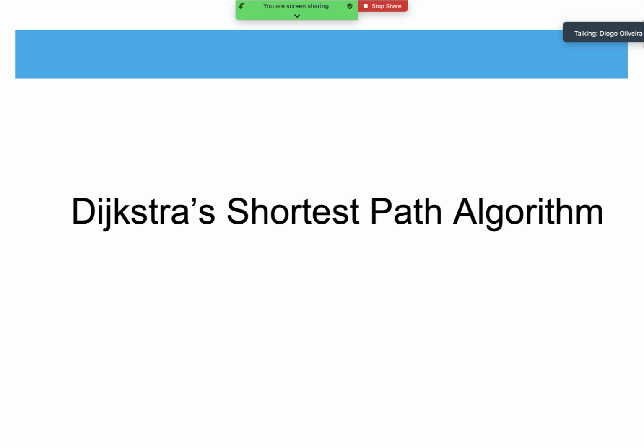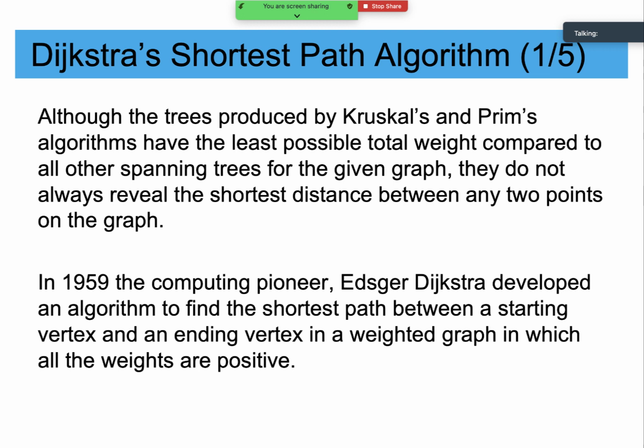So, although the trees produced by Kruskal's and Prim's algorithms have the least possible total weight compared to all other spanning trees for the given graph, they do not always reveal the shortest distance between any two points on the graph. Does that make sense? Okay.